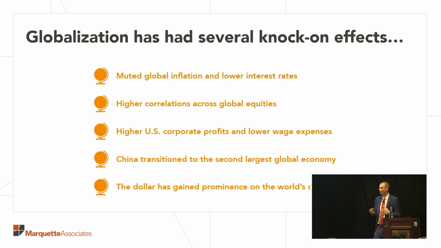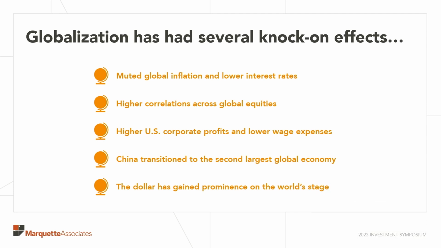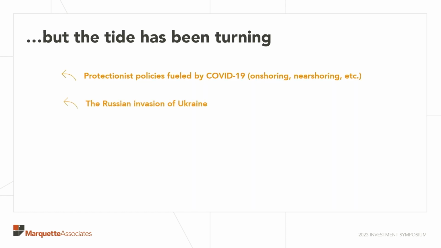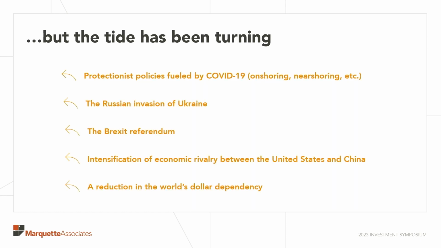Additionally, China's economy grew rapidly, and that growth allowed that country to really emerge as a global superpower. And finally, the dollar really entrenched itself as the reserve currency of the world, thanks to continued strength of the United States. But that was then. This is now.